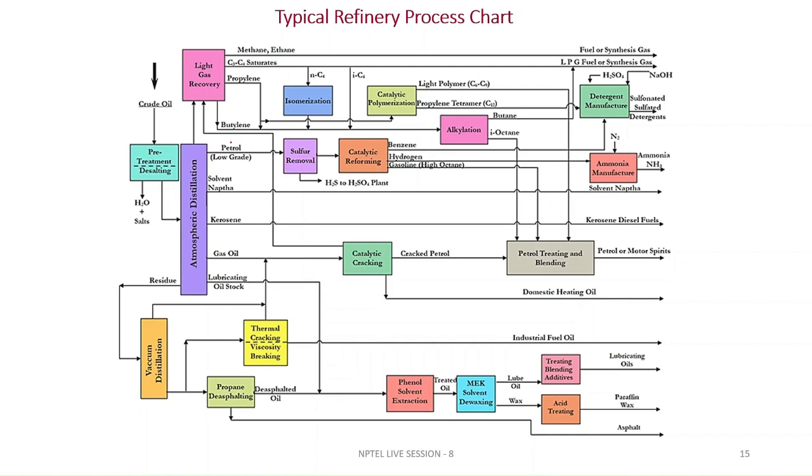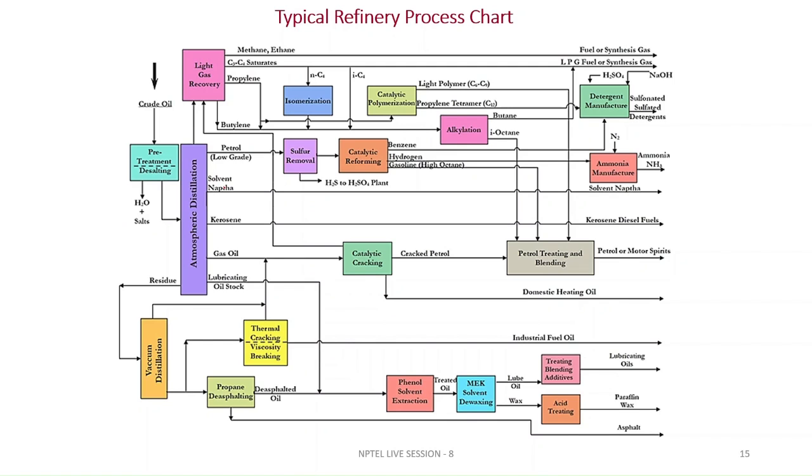So then it comes petrol. This is the low grade petrol. So it goes for the sulfur removal where the H2S is removed, and that H2S is sent to the H2S plant. After sulfur removal, it goes to the catalytic reforming, and from there we get various products: benzene, hydrogen, and gasoline, which has high octane number. This hydrogen is further fed to the ammonia manufacturing plant to produce ammonia. And this benzene can also be used in the detergent manufacture.